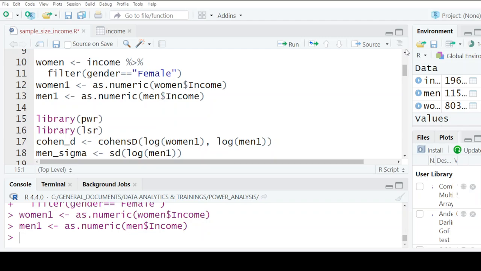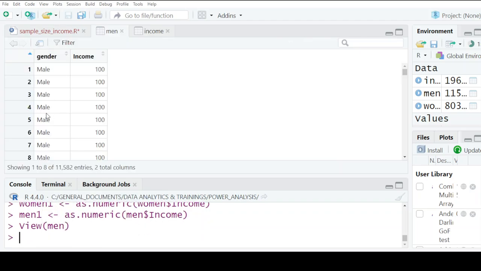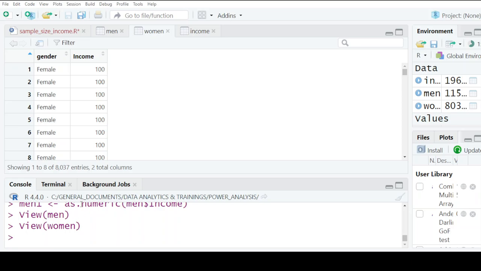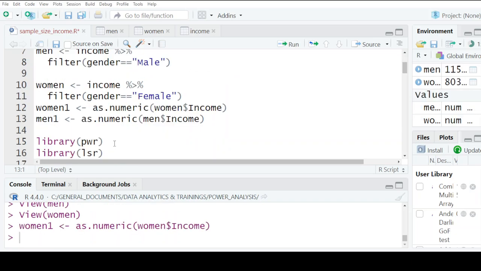So in this case, I've filtered men and I've filtered women, so now I can view the data. This is male only, and the same case will apply for the women. There are 8,007 entries for female, and there are 11,582 entries for male. Having done that, now I'll take the income and make it numeric data.